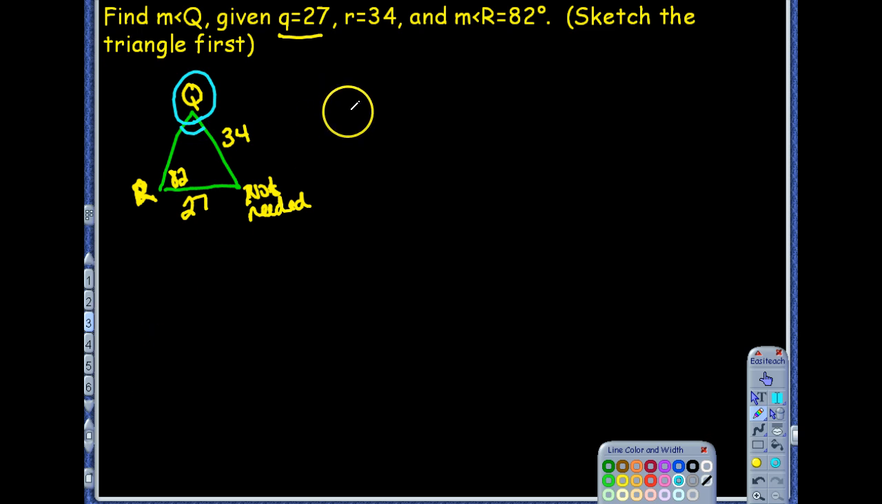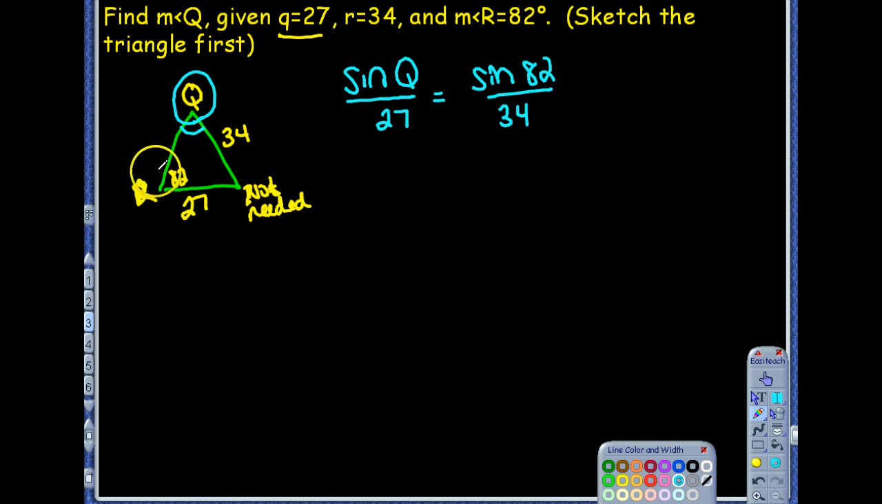So I have the side across from it, and I have another angle and the side across from it, so I can use the law of sines. I can say the sine of capital Q over 27, the side across from it, equals the sine of 82, which is your angle R, over its side across from it, which is 34. The reason I know that is because of the lower and uppercase letters. When you're looking at these pieces, you're looking at the sides across from them. You'll always see that same relationship each time.